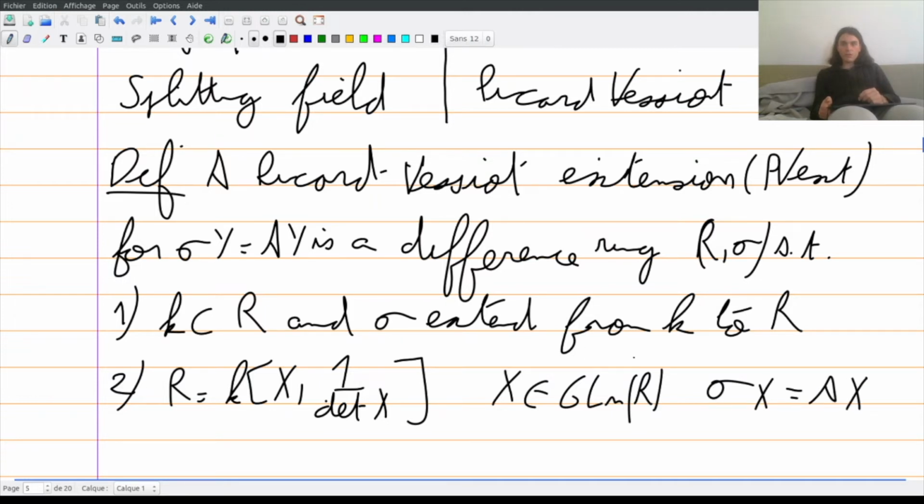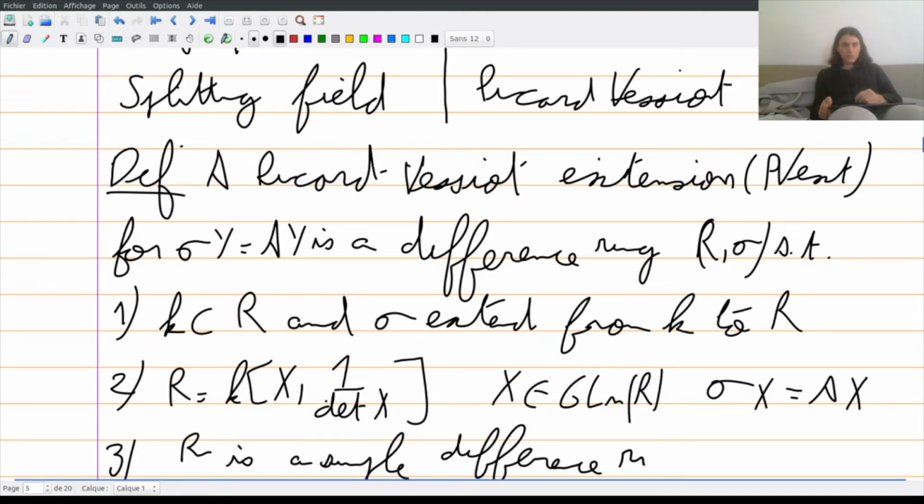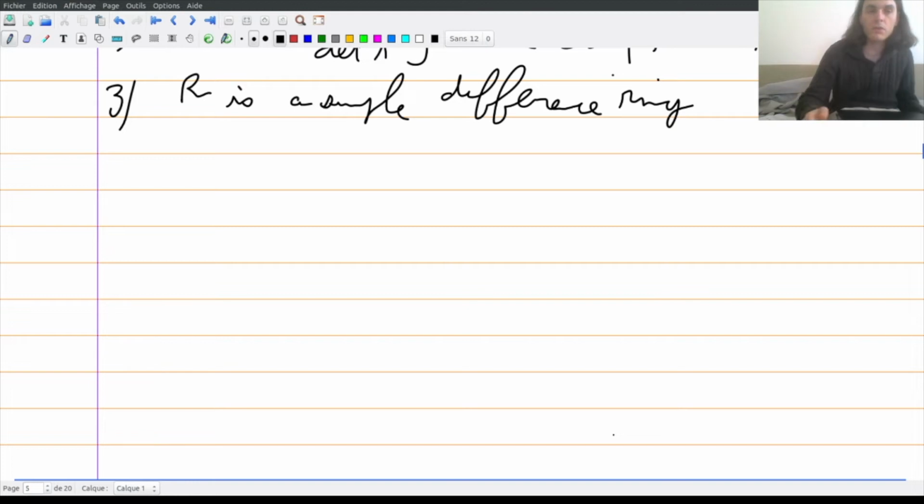So note that once you have this relation, since sigma is a ring automorphism, you have that sigma of determinant of X equals determinant of A times determinant of X. So you are able to define the image of every element. And finally, R is a simple difference ring. And this last assumption is totally crucial. Without it, you don't have uniqueness.